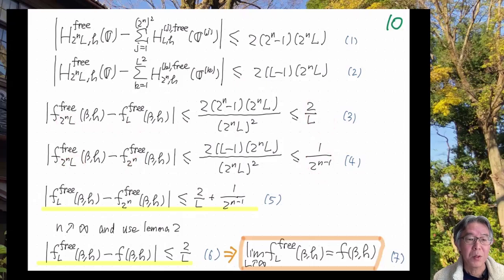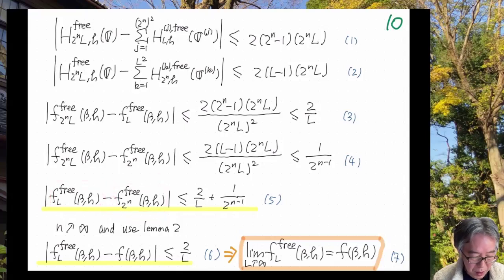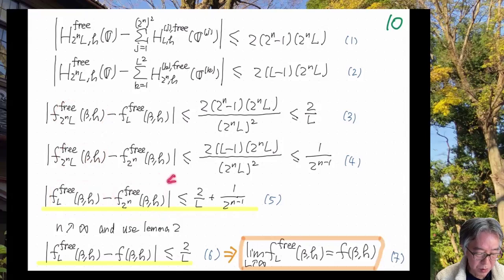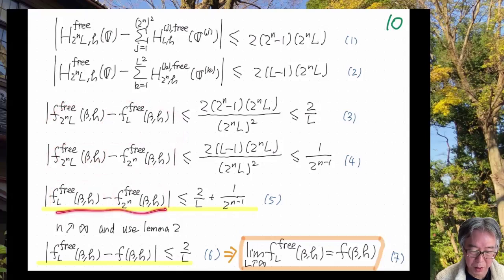Why did I do this? Because I wanted to estimate the difference between the free energy of the L by L square lattice and the free energy of the 2 to the n times 2 to the n square lattice. In order to see this, you have this intermediate quantity. You can of course bound this by using the triangle inequality as a sum of this and this. And then this shows that this is upper bounded by this plus this, which is this.